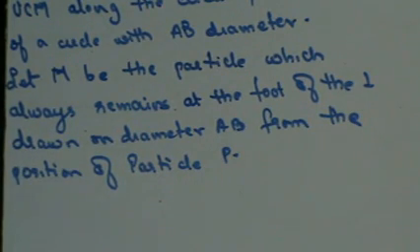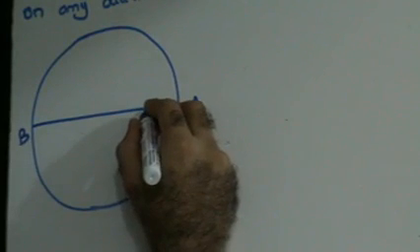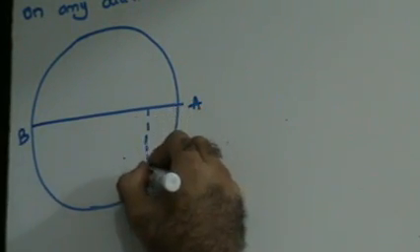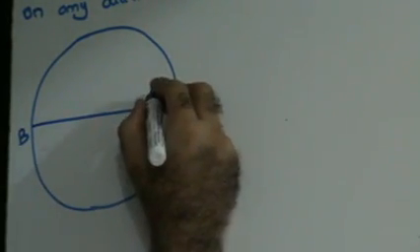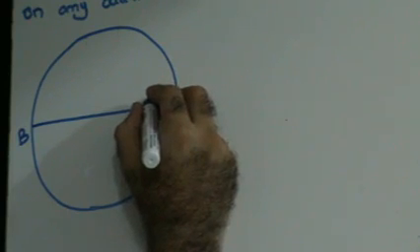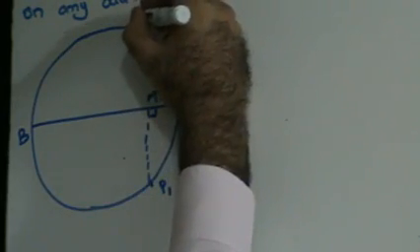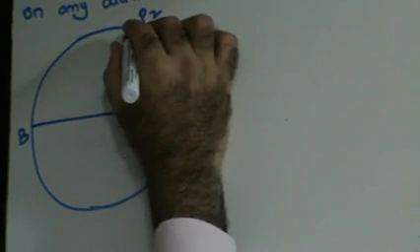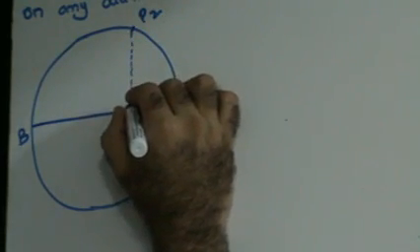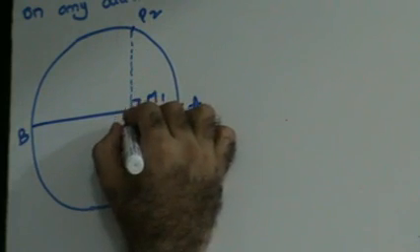Now let us take four different positions of particle P. Let us consider that the first position of particle P is P1. We said that M is the foot of the perpendicular, so from particle P, if I drop a perpendicular on diameter, that will be my M1, right? Let us assume another position of particle, say let's call this position as P2. Draw a perpendicular. This is going to be M2, which is going to be my foot of the perpendicular.